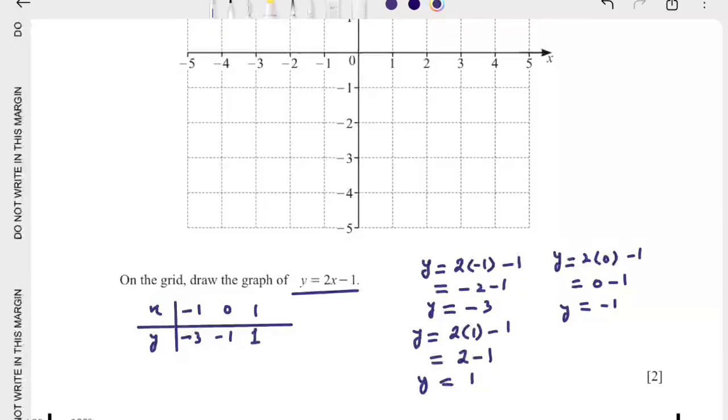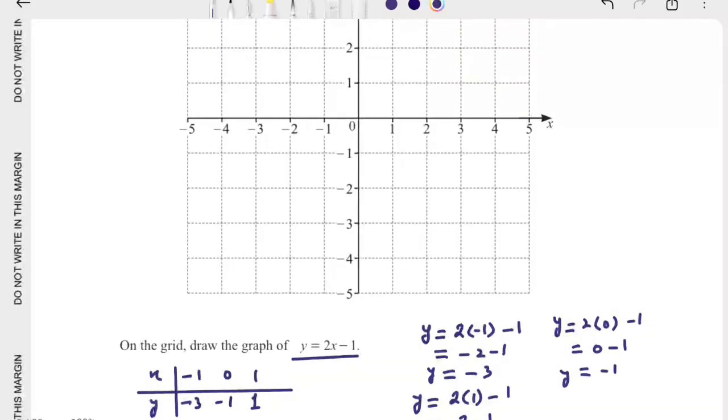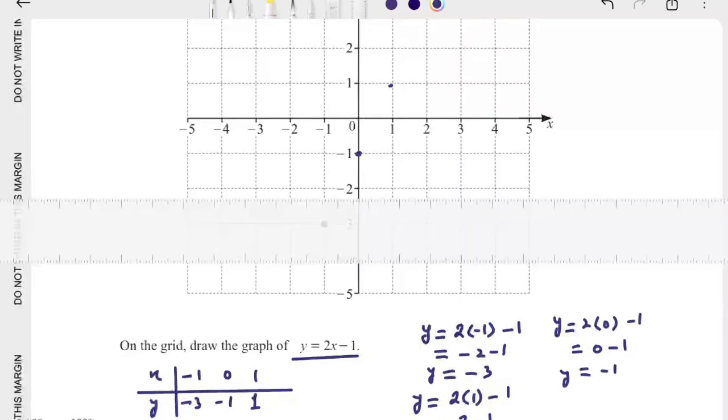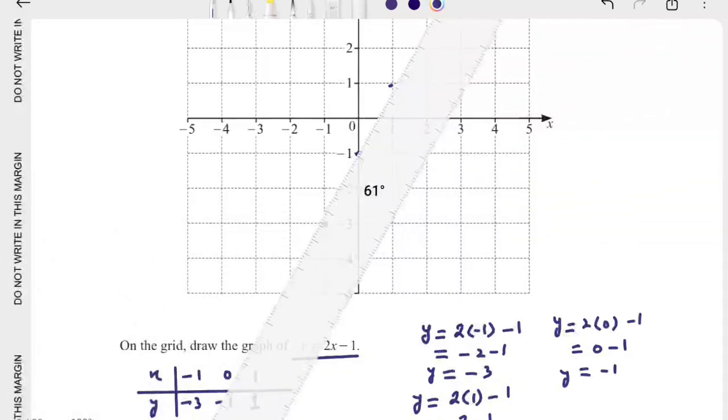Now plot these values. Minus 1 and minus 3 would be here, and 0 and minus 1 would be here, and 1 and 1 would be here. Now make a straight line that is passing through these 3 points.